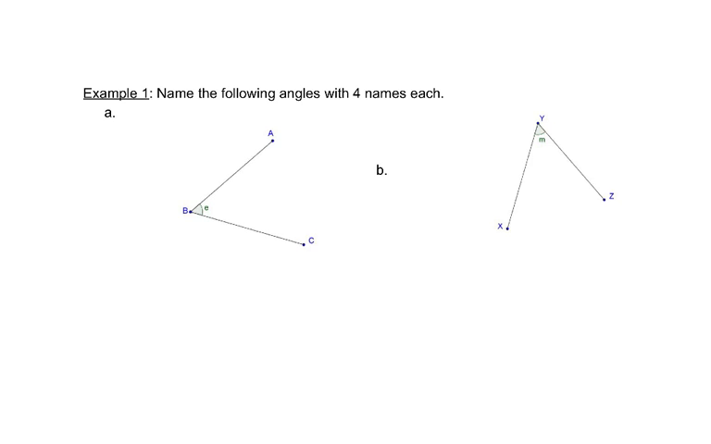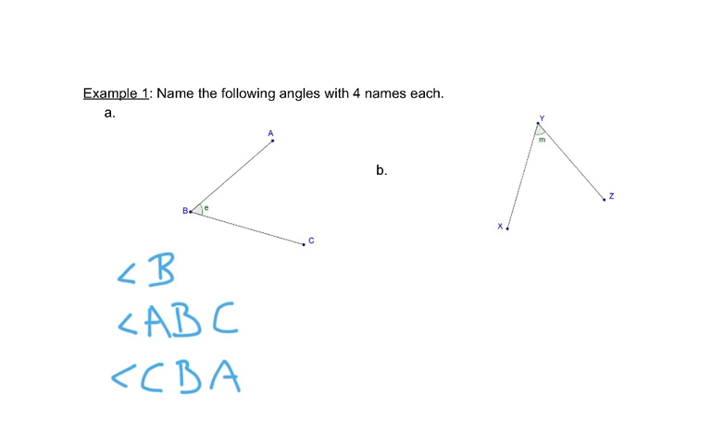We can use the vertex letter, so we could call this angle B. We could use three letters that are on the sides as well as the vertex. And if we do that, we just need to make sure that the vertex letter is in the middle. So this could be angle ABC or angle CBA.